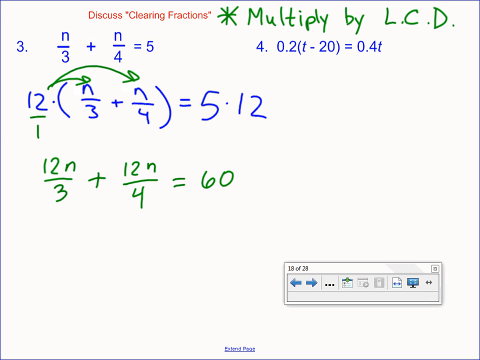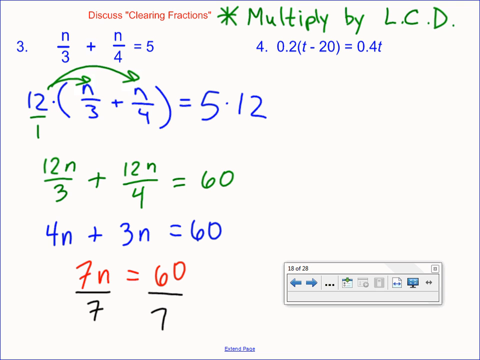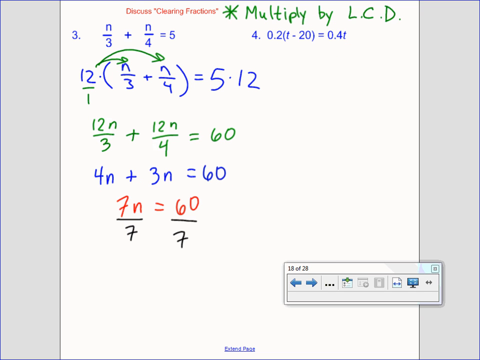Watch what happens with these fractions. 12n divided by 3 is the same as 4n. 12n divided by 4 is 3n. No fractions, equals 60. And now we've got same side, same operation. I'm getting 7n equals 60. I'm dividing both sides by 7. I'm showing that. And I'm getting n equals 60 sevenths.